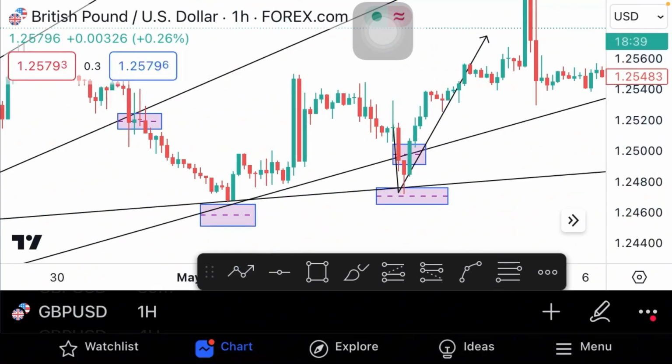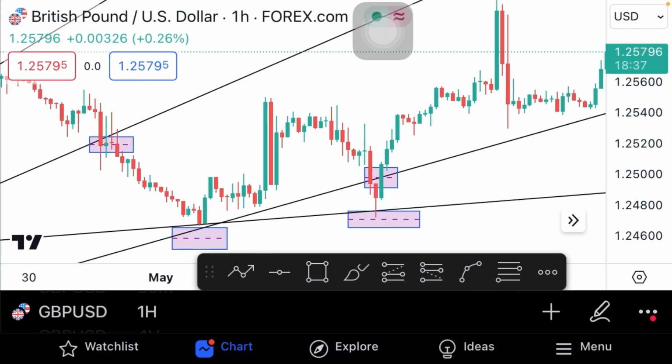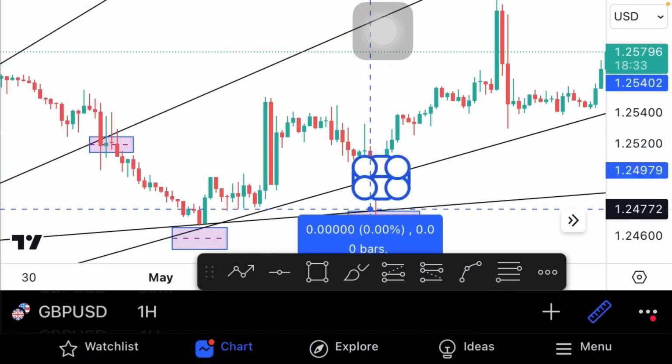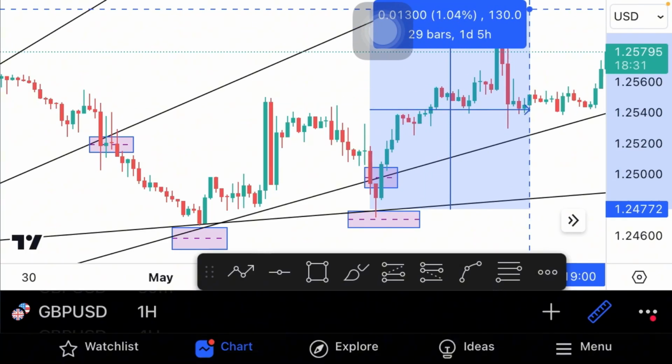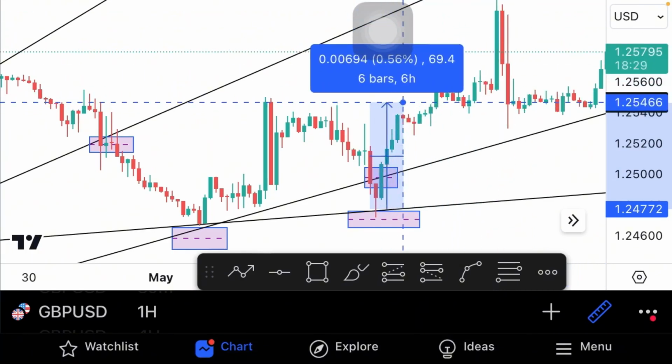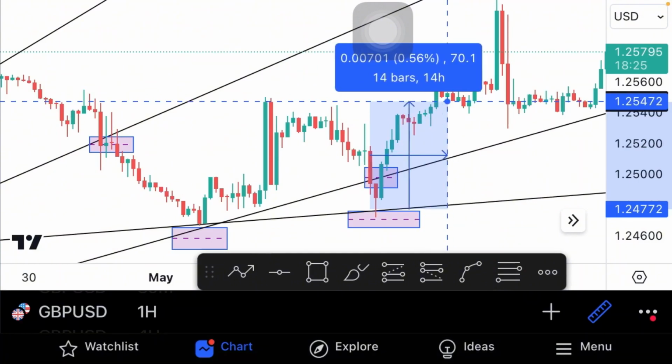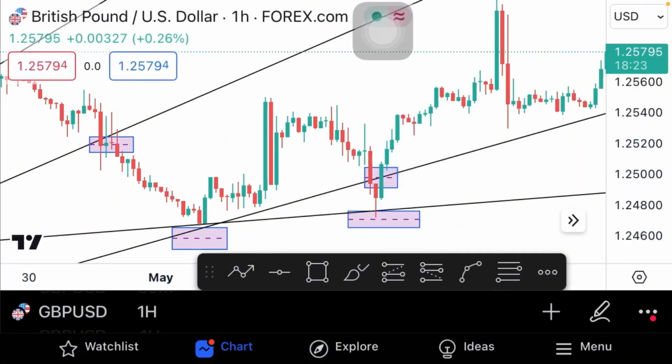Price bounced up. Let's see how many pips price gave us on this move, from this point to this point. Price gave up to 100 pips, but as a day trader, this is a good point. This resistance level here is 70 pips. Imagine as a trader cashing 50, 70 pips on a daily basis. That is all you need.